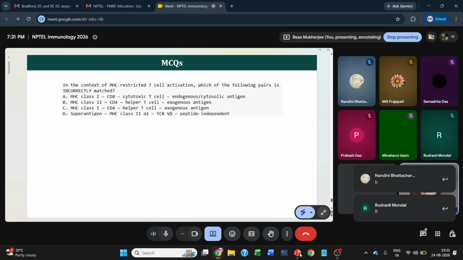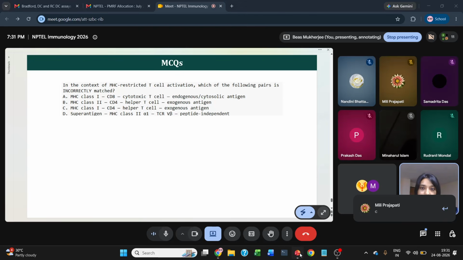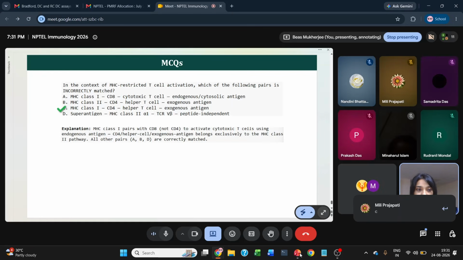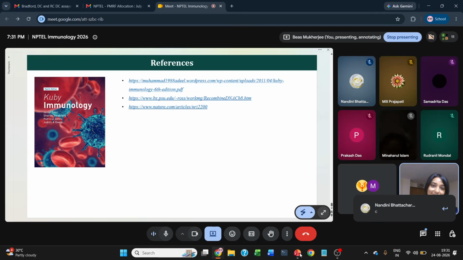Okay, I think this is our last MCQ. Let's see. In the context of the MHC restricted T cell activation, which of the following pairs is incorrectly matched? Right. So C is incorrectly matched, right? All the other three are correctly matched.